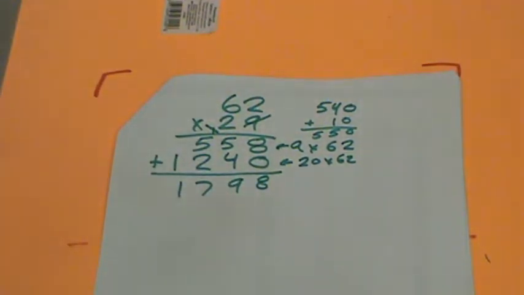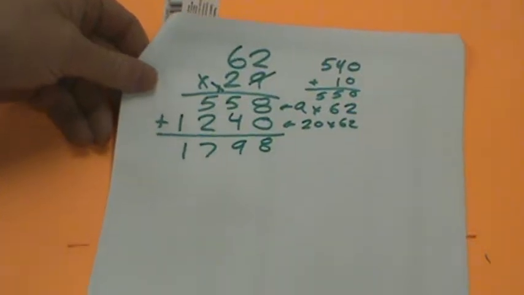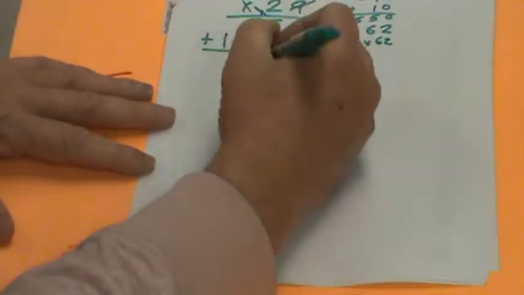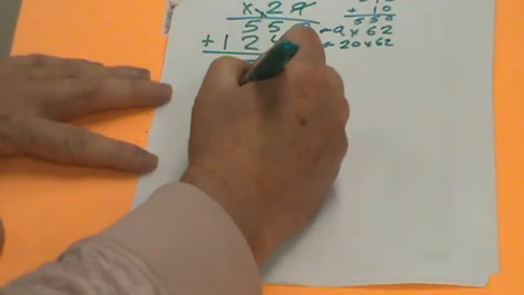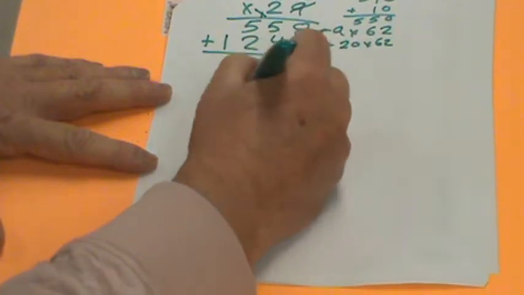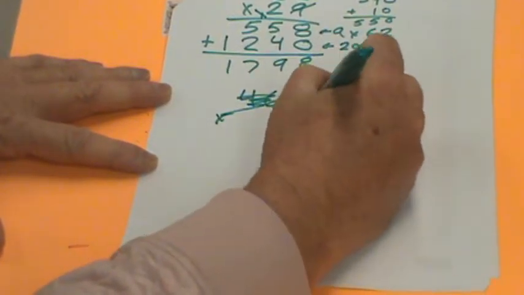Okay? We're going to keep doing a few more of these. I'm going to scroll up a little bit. And we're going to solve 46 times 63. You know what? I'm going to put the larger number on top. Always a little easier.